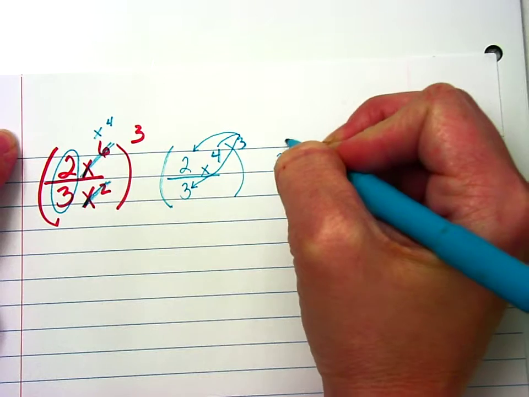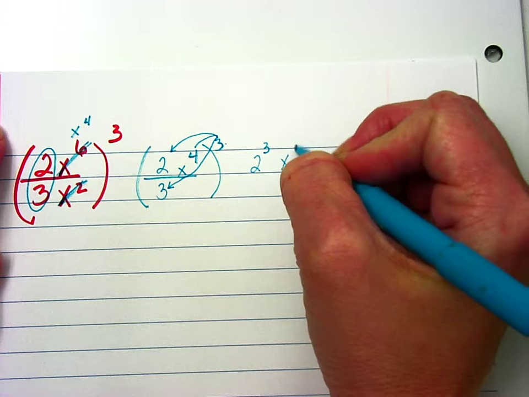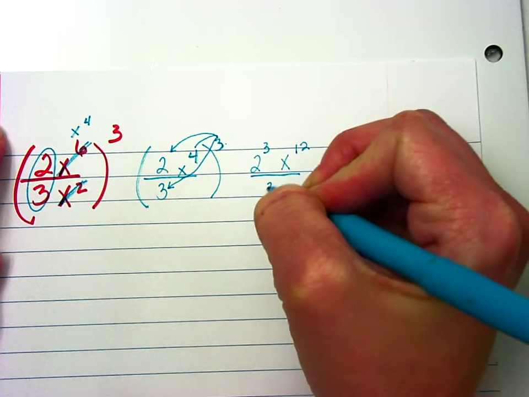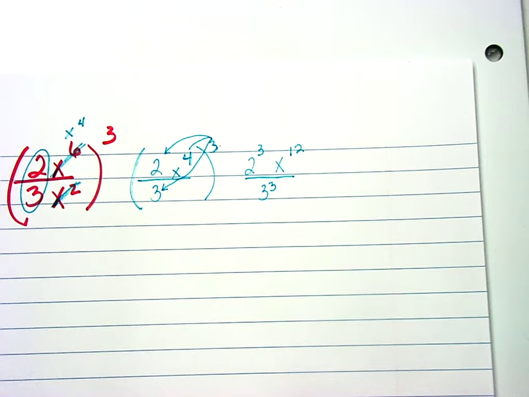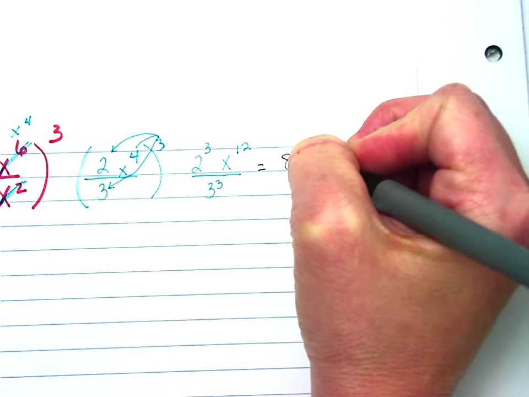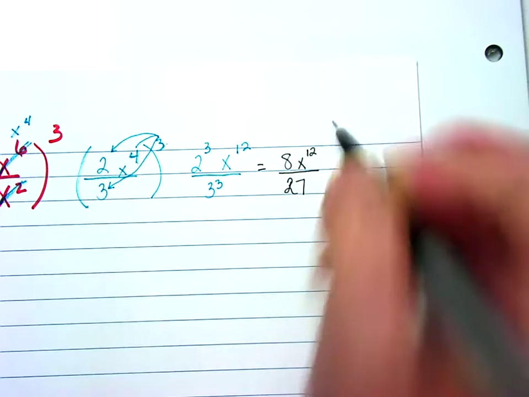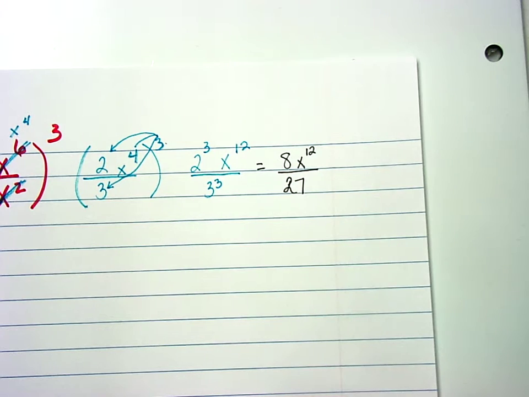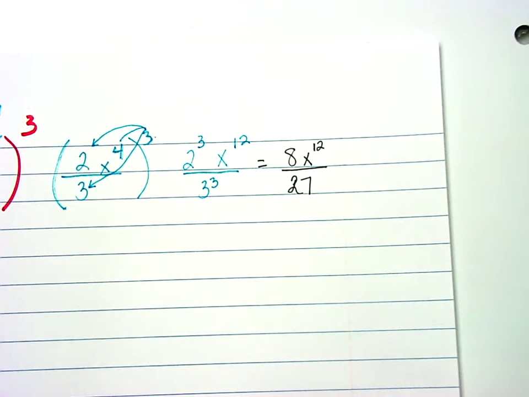So I have 2 to the power of 3. When you have a power, you multiply the exponents: x to the power of 12 over 3 to the power of 3. You need to evaluate at this point. It means you're going to do 2 times 2 times 2, which will give you 8. Switch pens here. 8, x to the power of 12. I can't do anything with that. And then 3 cubed gives you 27. Check and make sure that you can't simplify it any further, which you cannot. So you're good at this point, and that is your final answer.